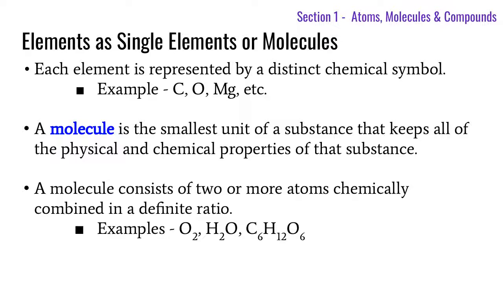So a molecule is the smallest unit of a substance that keeps all of the physical and chemical properties of that substance. Here's the important part. A molecule consists of two or more atoms that are chemically combined in a definite ratio. For example, we have O2. That's one oxygen connected to another oxygen. That's two or more atoms, so it's a molecule. We have H2O. We have two hydrogens, one oxygen. Because there's two or more atoms combined, that's a molecule. Or C6H12O6. Again, we have 24 atoms in fact, and that would tell us that we also have a molecule.